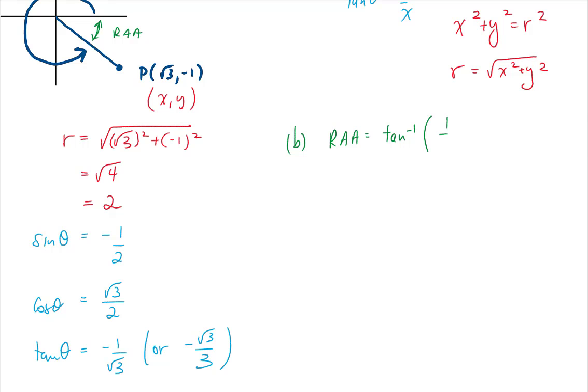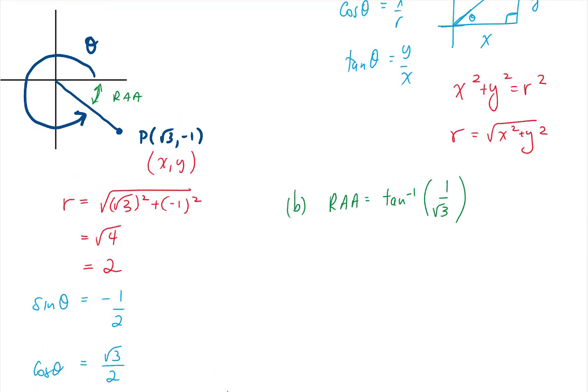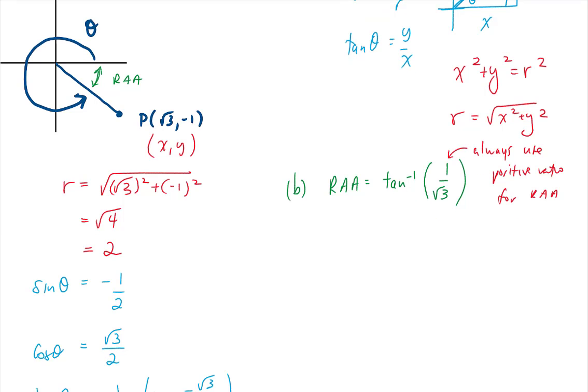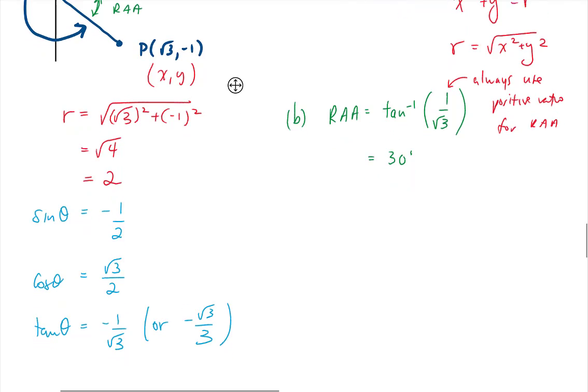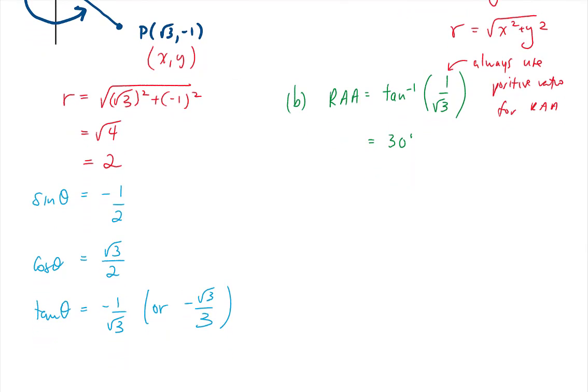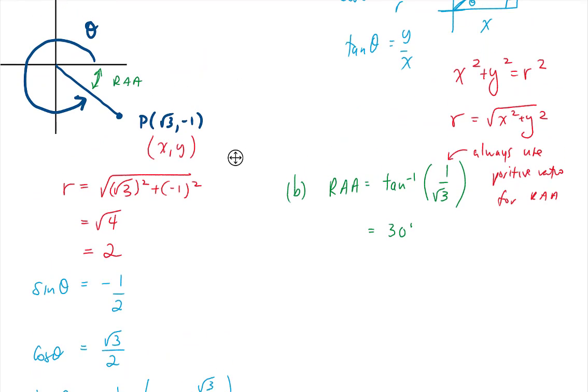So I can take the tan inverse of 1 over root 3. I do not take the negative, so always use the positive. And if you type that into your calculator, you should end up with a related acute angle of 30 degrees. The second way we could have determined this is notice that we have a special triangle.